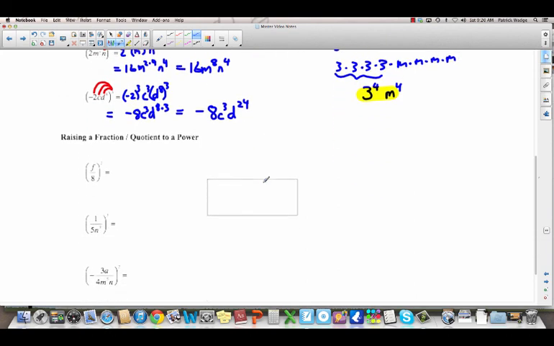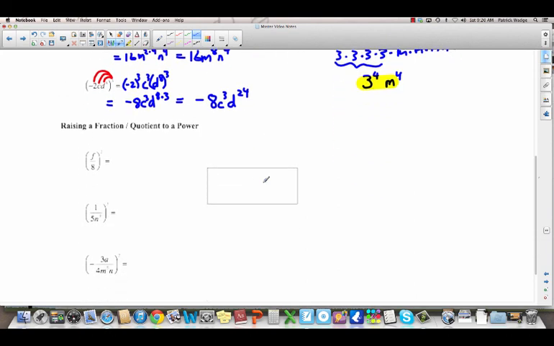Okay, raising a fraction or a quotient to a power. So this would be something like m over 3, which you could think of as a fraction, m over 3, or m divided by 3, it's the same thing, right, to the 4th power. Well, that's the same as m over 3 times m over 3 times m over 3 times m over 3, isn't it? And when you multiply those things together, in the numerator you'd get m times m times m times m, and in the denominator you'd get 3 times 3 times 3 times 3.